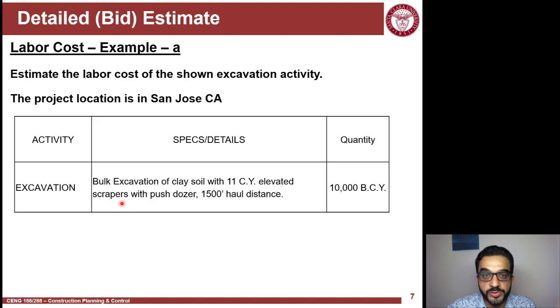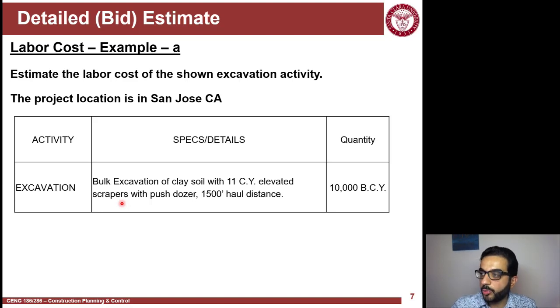So this is a description. Where do you come up with this description? By reading the project documents, coming up with a construction method. You have to be familiar with that, and make up your mind: I'm using scrapers with the help of a dozer, and I know that the project deals with clay soil. By looking at the plans, I know the location of the site, I know the dump site where I'm moving dirt, so you build up that description.